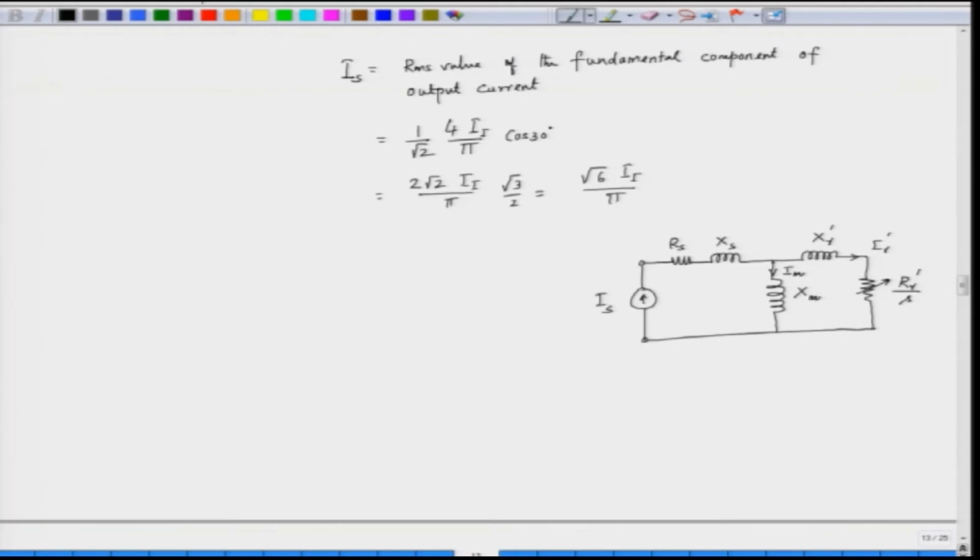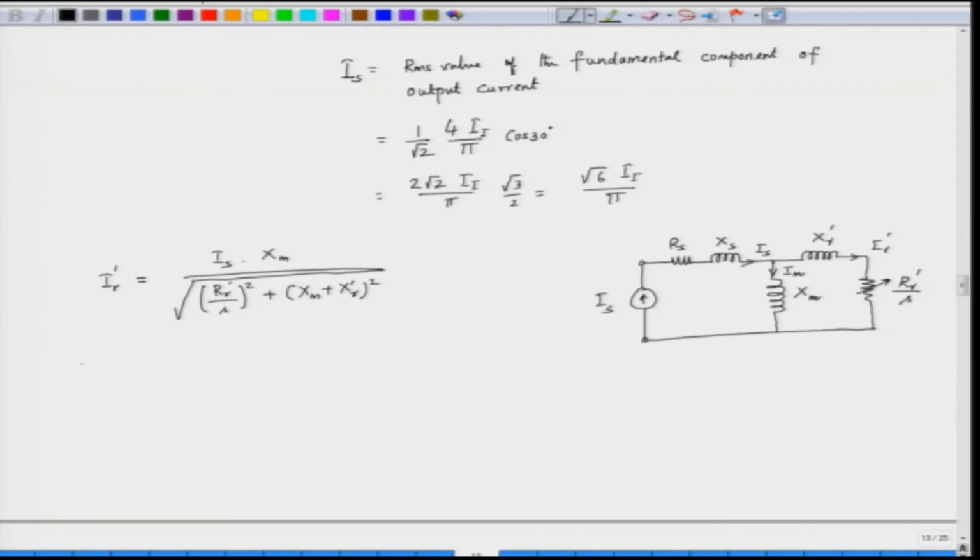So, we can find out what is I_R prime. The magnitude of I_R prime is the input current, the same current I_S flowing into this path. So, this is I_S amplitude into X_M divided by the square root of (R_R prime by S) whole square plus (X_M plus X_R prime) whole square. So, this is the value of the rotor current.